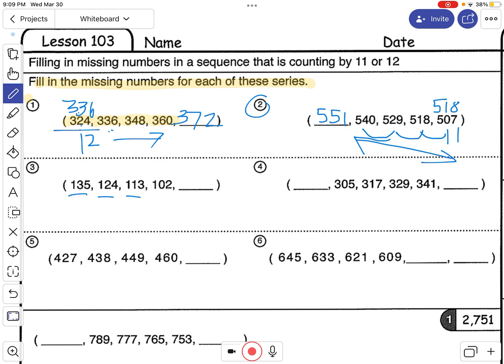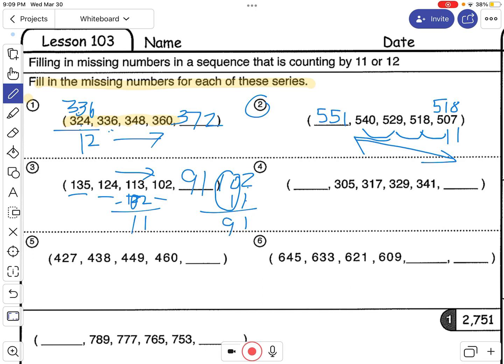135, 124, 113, 102. I can write 102 underneath 113, and I get 11. And so I am going to go down 11 because these numbers are all going down that way. Down 11 from 102, and you might not be able to do that in your head. So I'm going to write this. 2 minus 1 is 1. And then basically I have 10 minus 1 right there, which is 9. So the answer is 91.